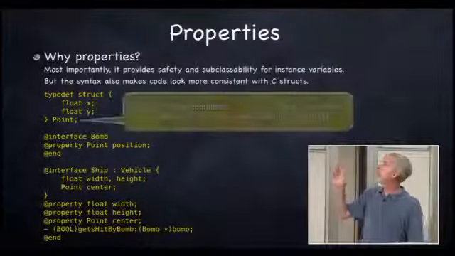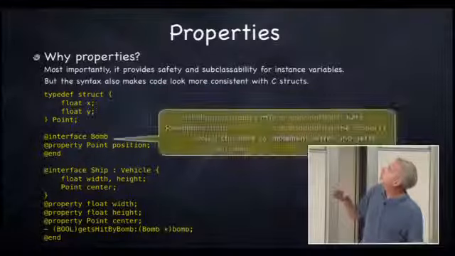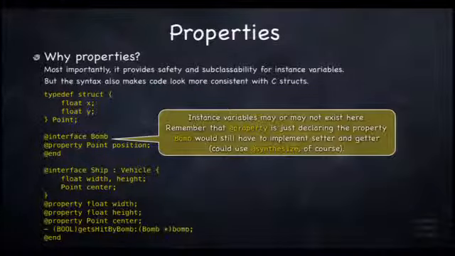Maybe it has some instance variables in there. I don't know. But it has that public property. And then I'm going to have the class I'm going to implement here called Ship. It has 3 instance variables there: width, height, and center. Notice how I put float on the same line, width and height. That's perfectly allowed, by the way, in Objective-C. So I've got 3 instance variables, and then I've got 3 properties that match up to them.